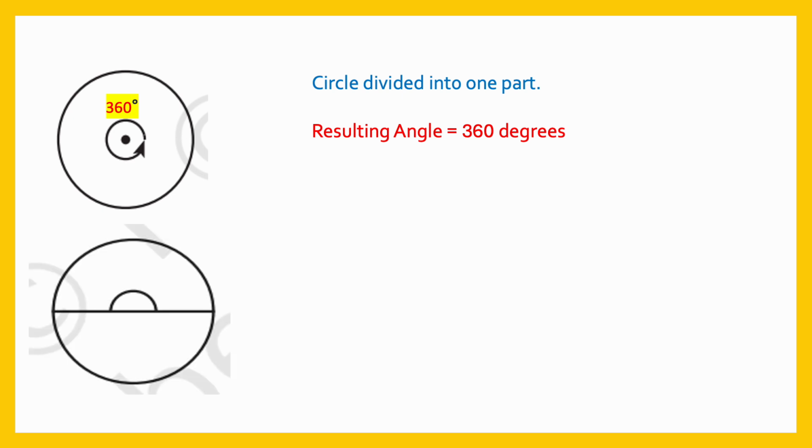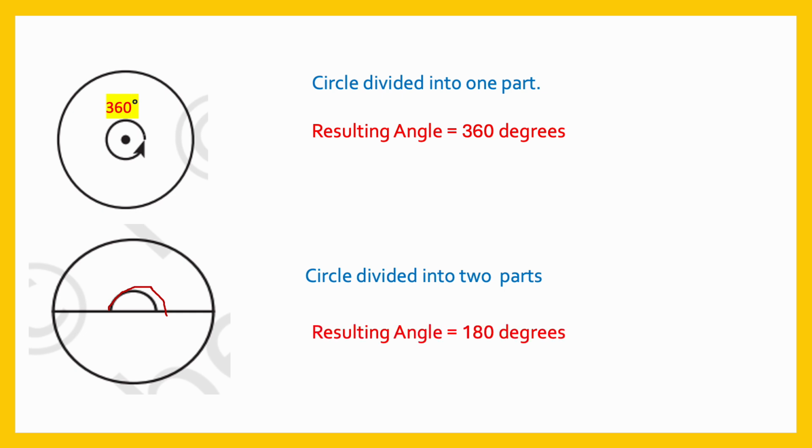Then see the next figure. Here, the circle is divided into two parts. Then, what about the resulting angle? This angle is 180 degrees. See, half of a full turn. This is a half turn. Half of a full turn, 360 divided by 2, that is 180 degrees. So the resulting angle is 180 degrees.